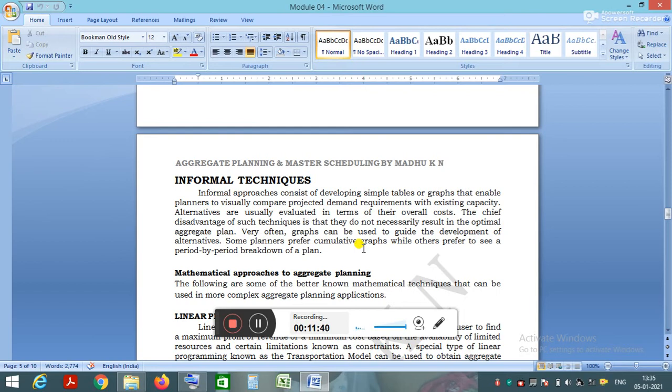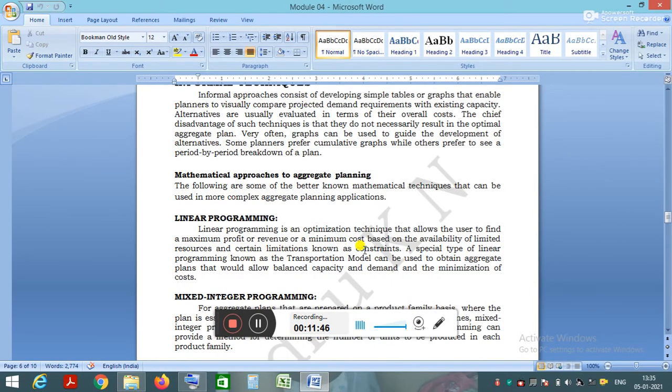Then the second method, we already said, is mathematical approaches to aggregate planning. In mathematical approaches, we have different methods. The first one is linear programming. Linear programming is an optimization technique that allows the user to find a maximum profit or revenue, or a minimum cost, based on the availability of limited resources and certain limitations known as constraints.